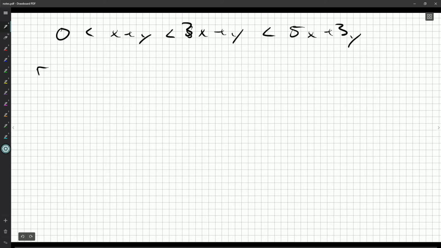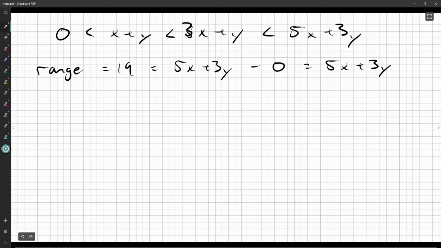And I'll just put that all together. 0 is the smallest, then 3x plus y, and 5x plus 3y. Okay, so the range is 19, which must be 5x plus 3y minus 0. So we get 5x plus 3y. How in the heck can we make 19 out of that? Well, 19 must be some non-zero multiple of 5 plus some non-zero multiple of 3.